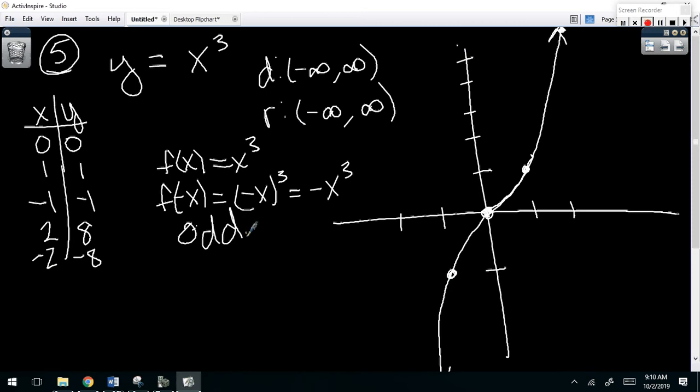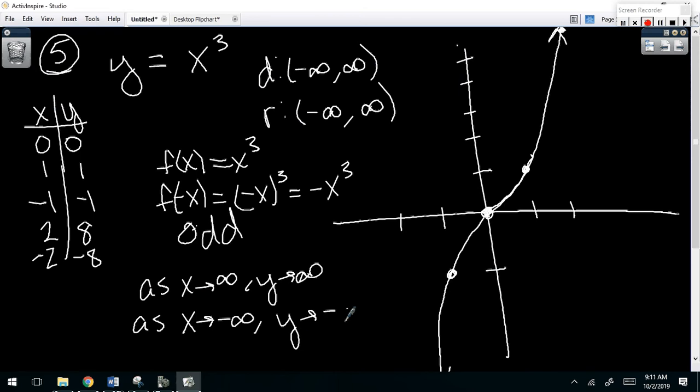How about end behavior? That's exactly right. How about the other end? Perfect. Everybody good? That is the cubic. With a K.